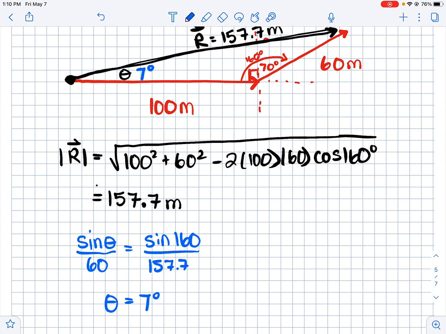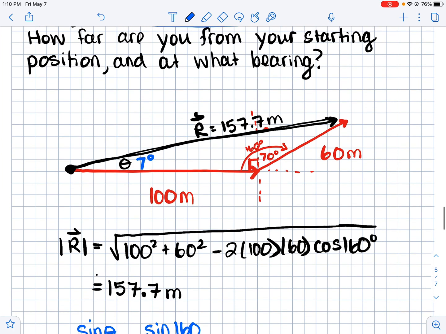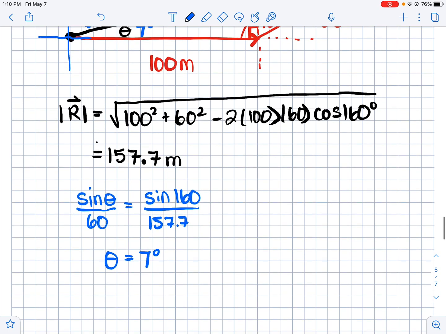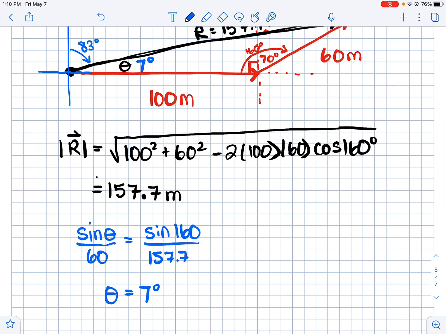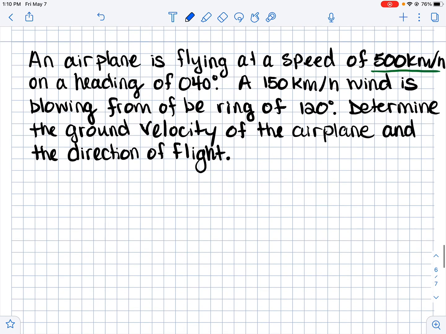So 7 degrees. So I could describe my walk as going east 7 degrees north. Or if I wanted to get it from the north, I know that this would be 90 minus 7, so 83 degrees. So I could say that my displacement was 157.7 meters north, 83 degrees east. And that's that. Next question.